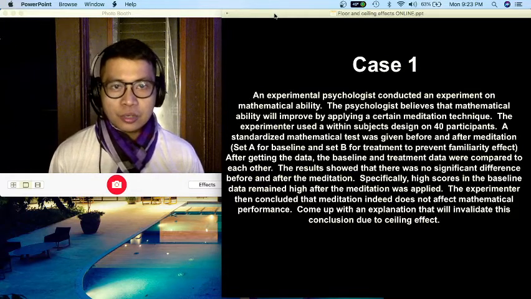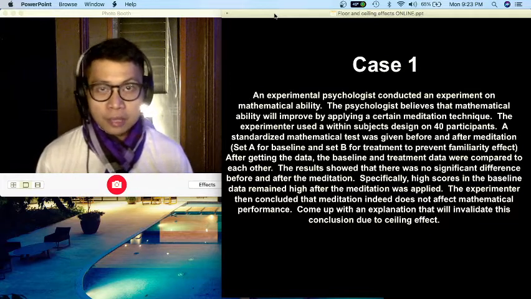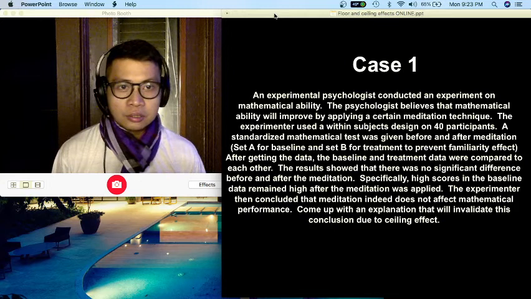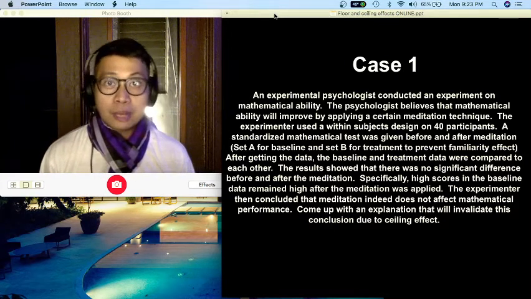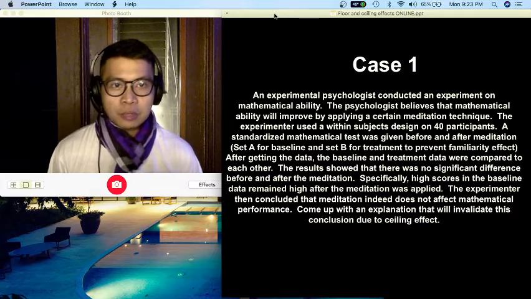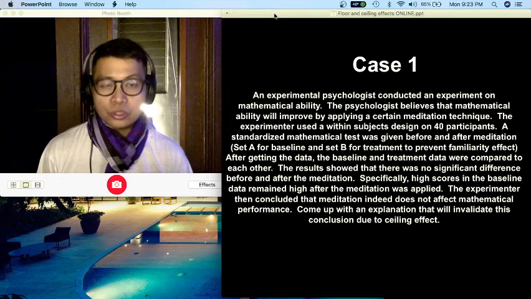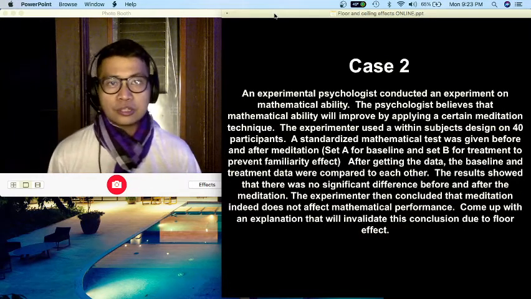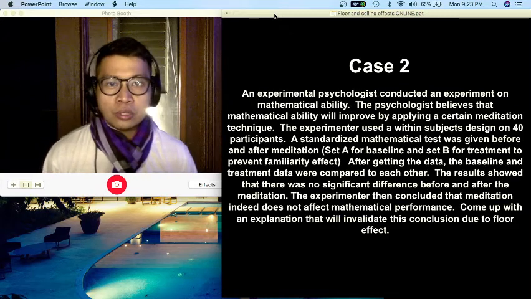Specifically, high scores in the baseline data remained high after the meditation was applied. The experimenter then concluded that meditation indeed does not affect mathematical performance. So that's the null hypothesis. Come up with an explanation that will invalidate this conclusion due to ceiling effect. So pag-usapan natin yung ceiling effect for case number 1 later on. Okay? For case number 2, we are working on the floor effect.